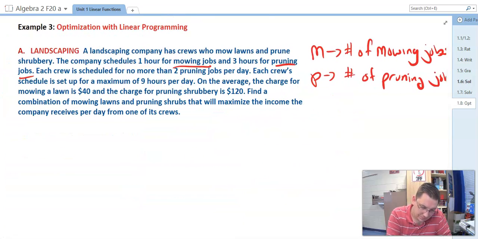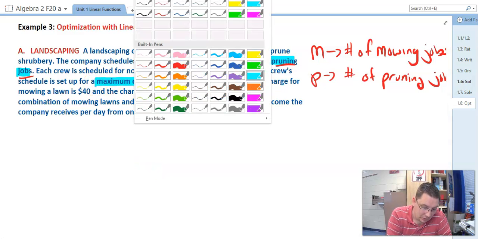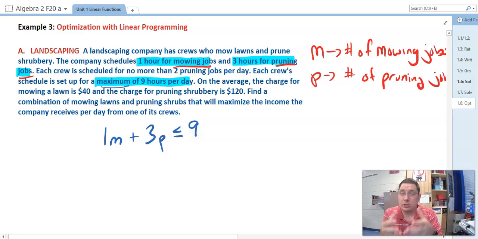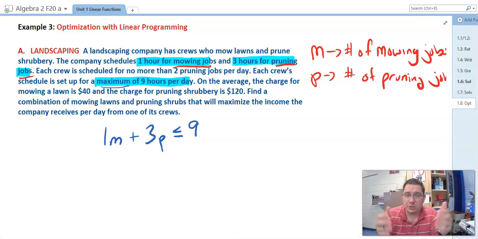So we're told that each mowing job is 1 hour. And we're told that each pruning job is 3 hours. Okay? And they can work for a total of what? 9 hours per day. So as we build that up, we're going to get 1M plus 3P, maximum here, has to be less than or equal to 9. Because again, our mowing jobs are an hour each, the pruning jobs are 3 hours each, and so whatever combination of mowing and pruning that I do, that's what's going to come out to our time.